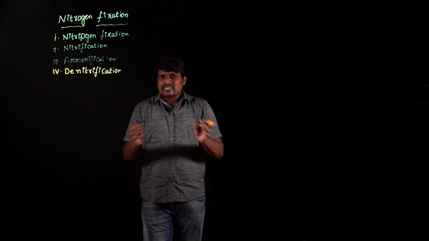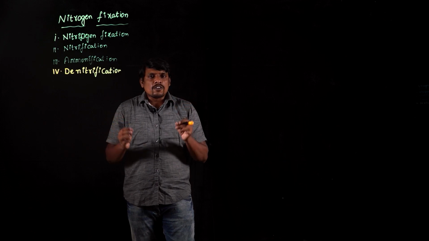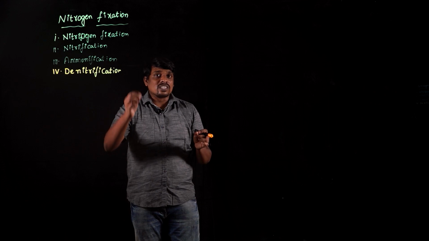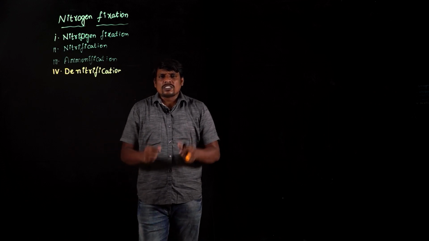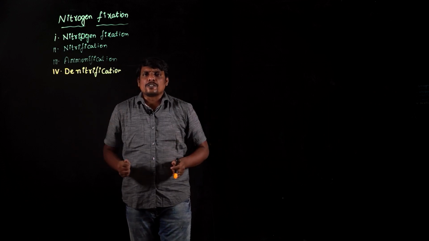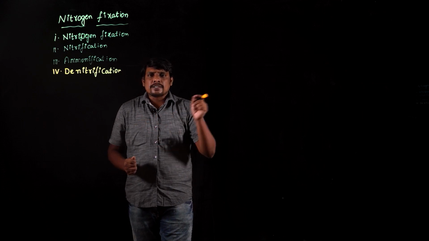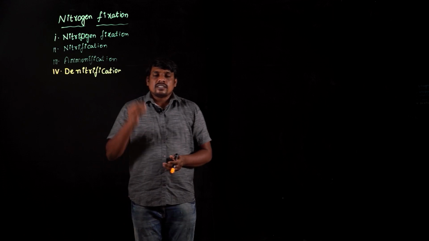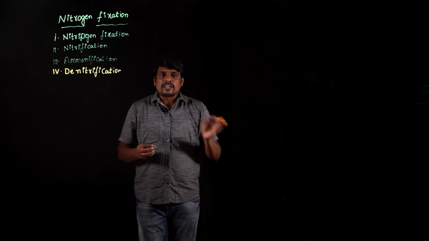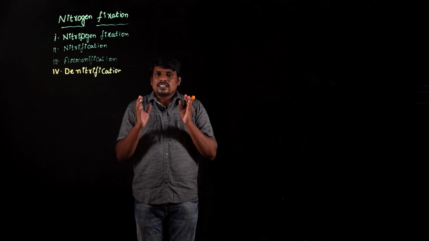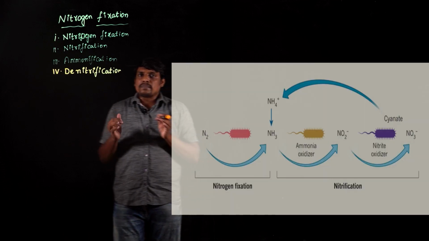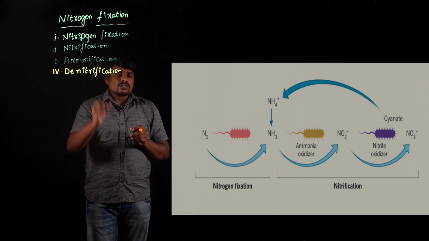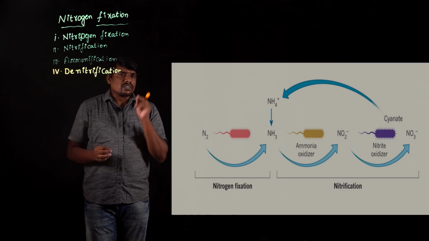Do you know there is 79% atmospheric nitrogen available in nature, which means the gaseous form of nitrogen is available in nature. So this 78% of atomic nitrogen could not be useful for the plants. Plants require dissolved nitrogen. How is this dissolved nitrogen available for a plant? If you see in the diagram, the first step in the process of nitrogen fixation is nitrogen fixation.